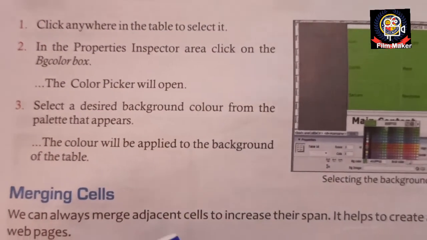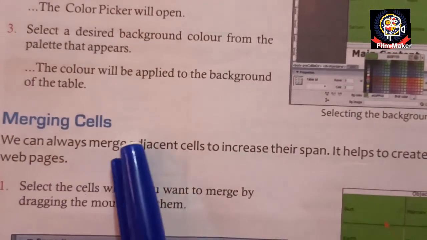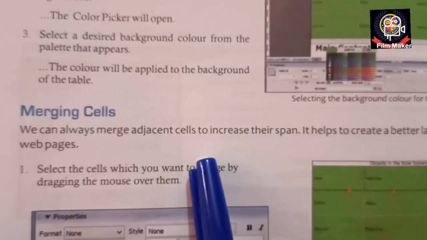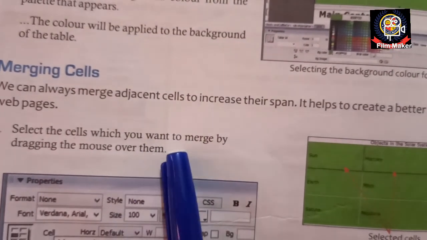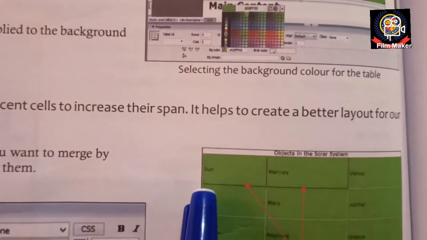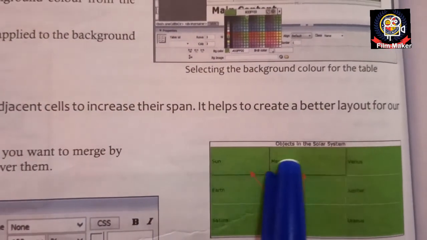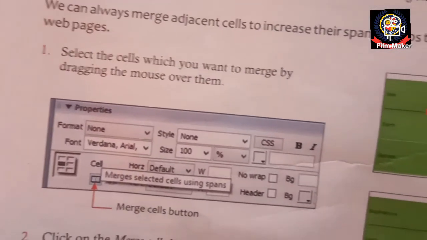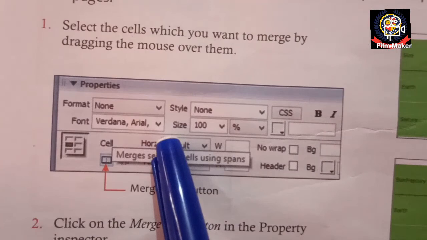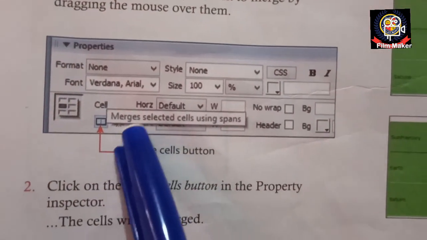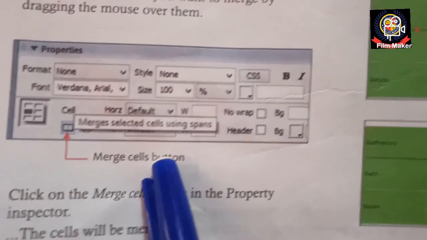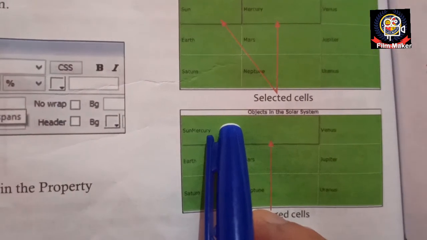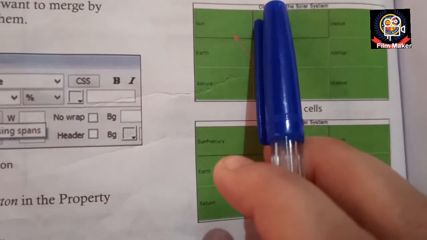Okay children, then come to the next topic, that is merging cells. We can always merge adjacent cells to increase their span. It helps to create a better layout for web pages. Select the cells which you want to merge by dragging the mouse over them. Suppose here I want to merge these two cells, so I am selecting these two cells. Then click on the merge cells button. In the property inspector, here you are getting an option for the merge cells button. Just click on it, the cells will be merged, and you can see both cells appear as one particular cell, because here we have combined those two cells.